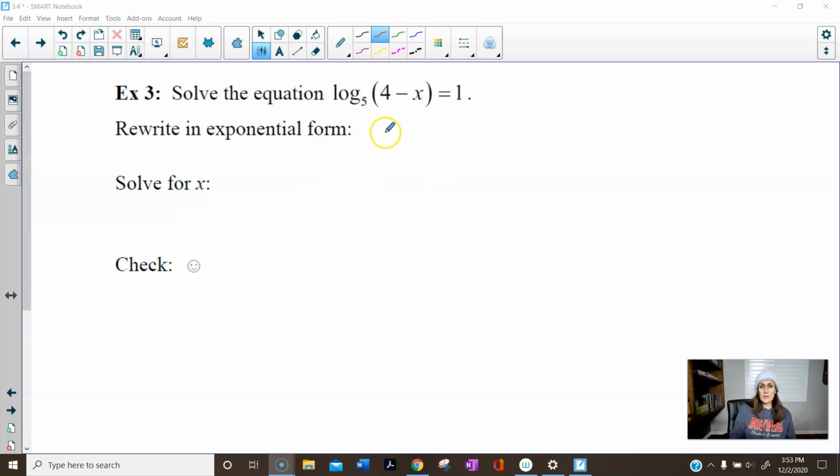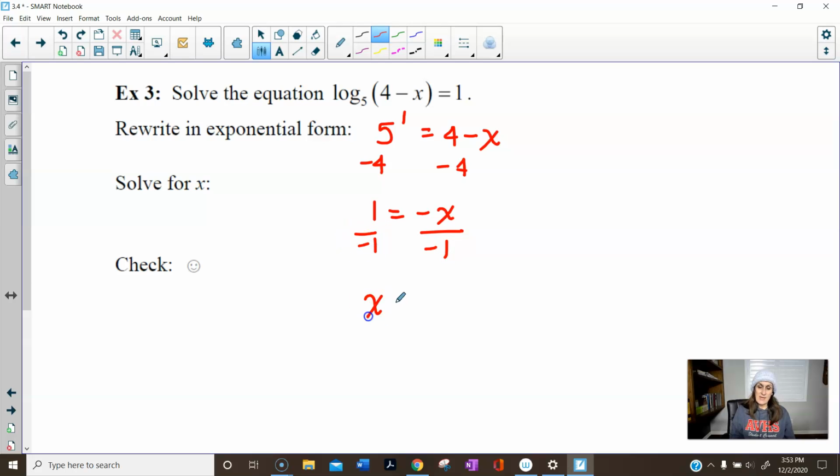Rewrite in exponential form. So the base is 5. The exponent is 1, and it equals 4 subtract x. Now we're going to solve for x. I don't love that I'm in red, but in the interest of my time, I think I'm just going to leave it. So I will subtract 4. So 1 equals negative x. And then if you divide by a negative 1, then you have x equals negative 1.